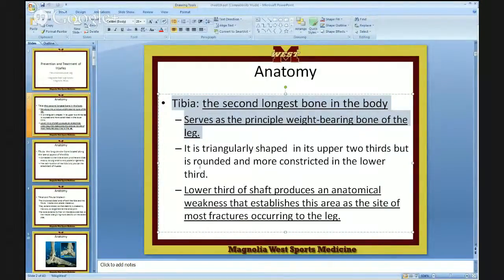Also, is the tibia the longest bone of the body? It tells you right there: the second longest bone of the body. Got me? Cool. All right, so we can mark that one off and that one off. Slide 3.